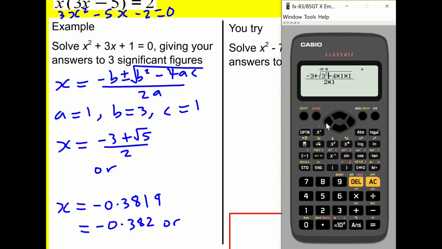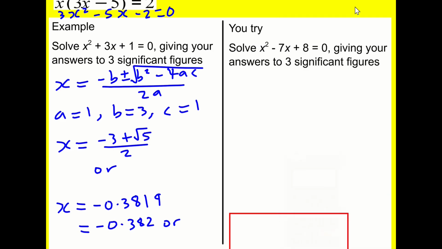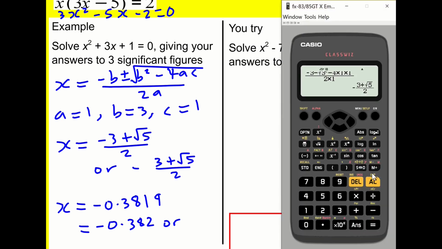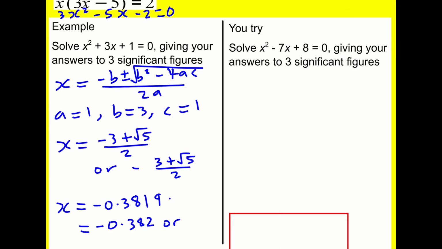Okay, write down your exact answer and then round it. So my second solution is when I put a minus in. And now I get minus 3 plus root 5 over 2. Actually, if I expanded this out, it would be minus 3 minus root 5 over 2. So that's minus 2.618. Okay, I'm not going to write it out to loads. Then I'm going to round it, minus 2.62. And we are done. We've managed to solve a quadratic.